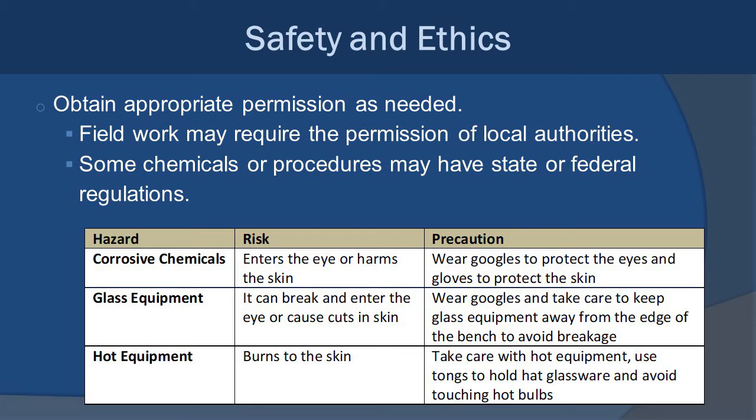Here's an example of a table giving you some hazards and risks. For example, corrosive chemicals enter the eye or harm the skin, so you want to wear gloves and protect your eyes, that kind of thing. Glass equipment can break and enter the eye or cause cuts in the skin, so you want to wear goggles and make sure to keep glass equipment away from the edge of the bench to avoid breakage, things like that. Hot equipment burns the skin, right? So you want to take care with hot equipment, use tongs to hold the glassware, avoid touching hot bulbs, things like that.